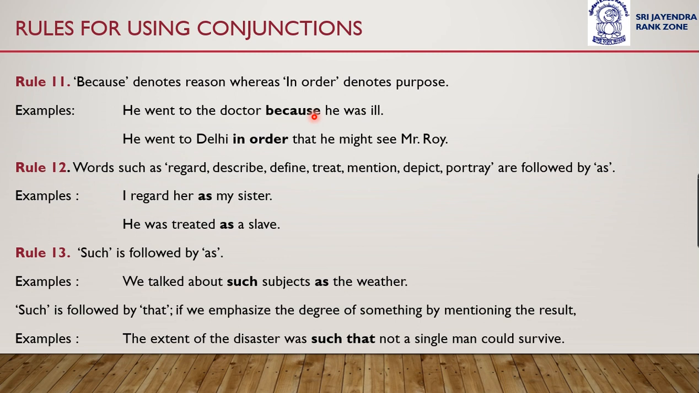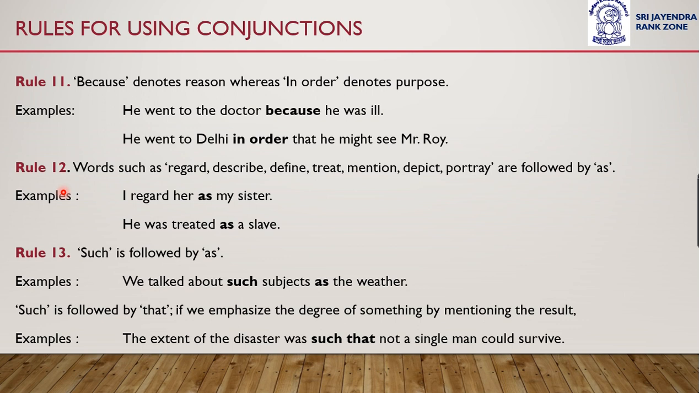But when the dependent phrase is the purpose of the independent phrase, then we have to use in order that. For example, he went to Delhi in order that he might see Mr. Roy. So the purpose of his visit was to meet Mr. Roy. Therefore, he went to Delhi. So in this sentence, we will use in order that to combine these two sentences. So I hope rule number 11 is clear to you. Because denotes reason, whereas in order that denotes purpose.